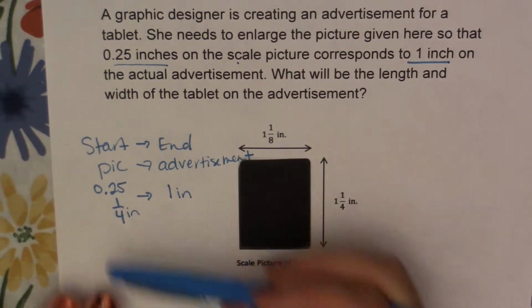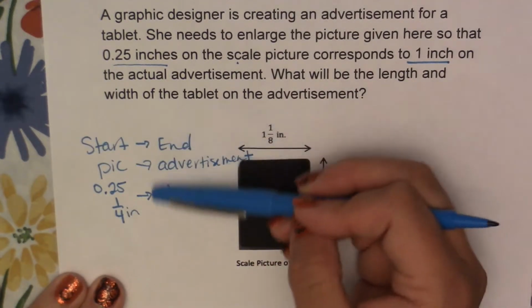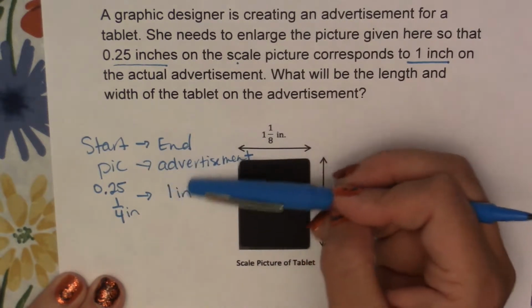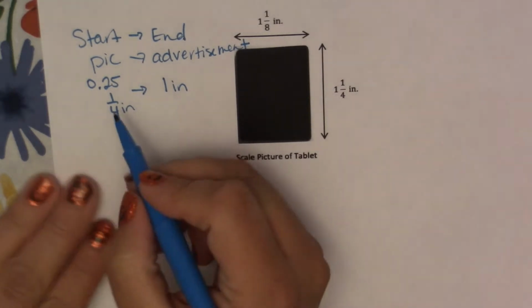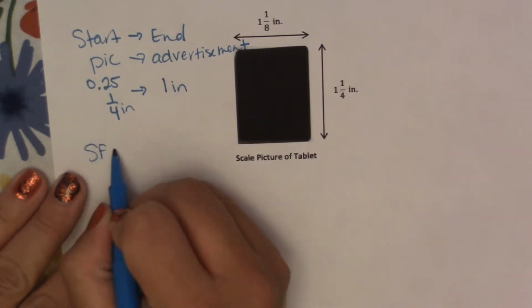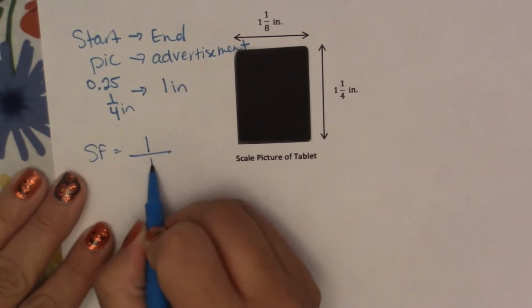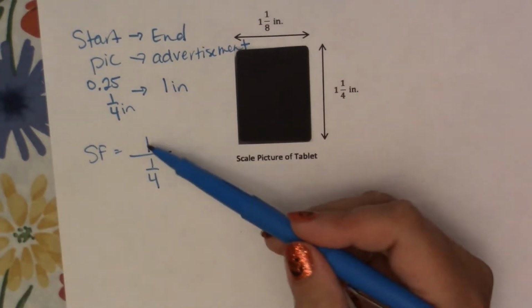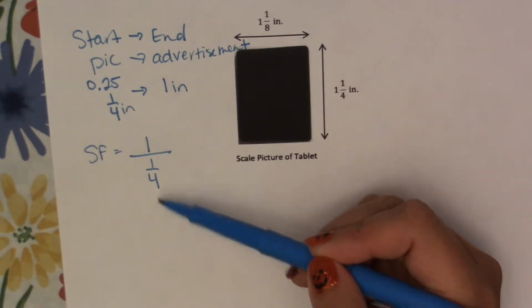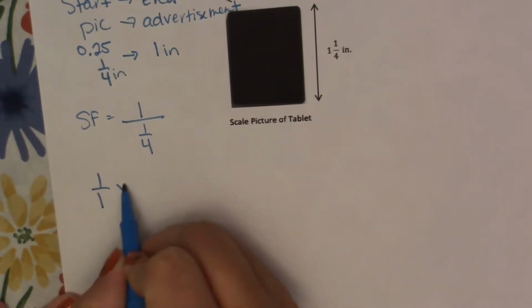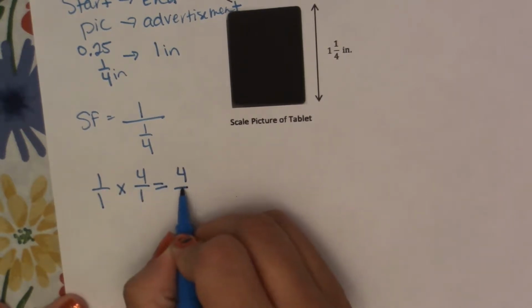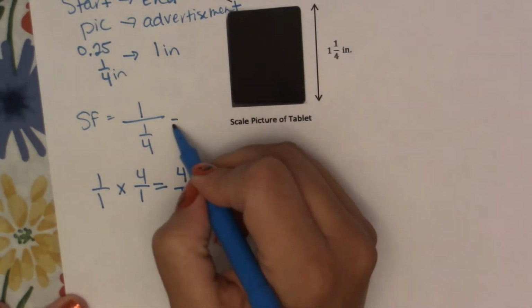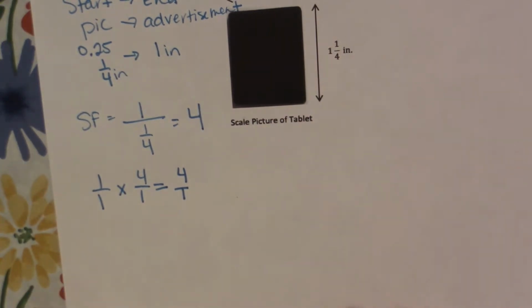All right, so again, this is my X and this is my Y. To find my scale factor, I do my Y divided by my X. So I'm dividing fractions, so I'm going to do keep, change, flip. So that means my scale factor is 4.